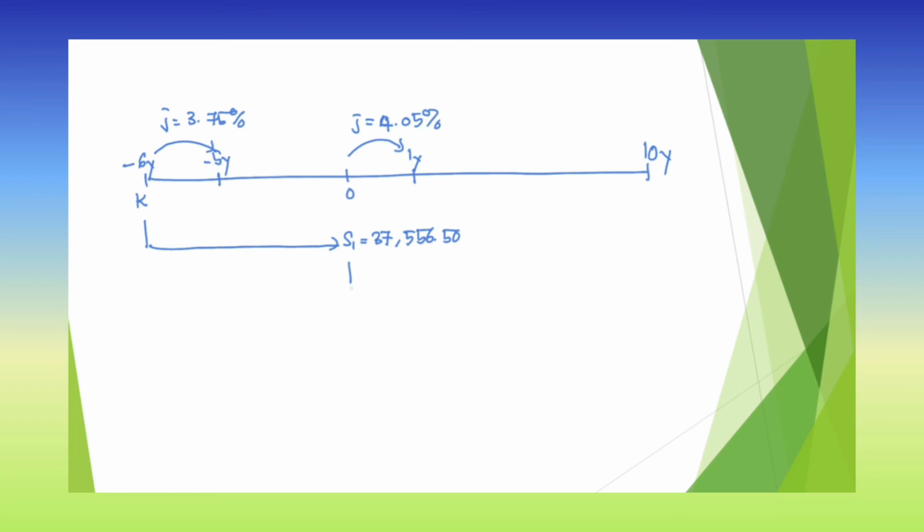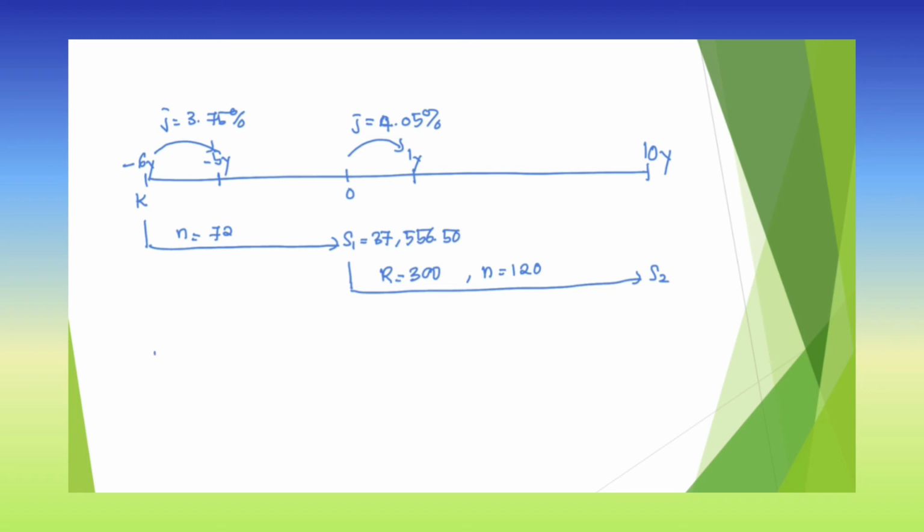Starting here, Alia deposits every month 300 ringgit for 10 years. So for S2 here, R equals 300, and here for 6 years is 72, and here n equals 120.